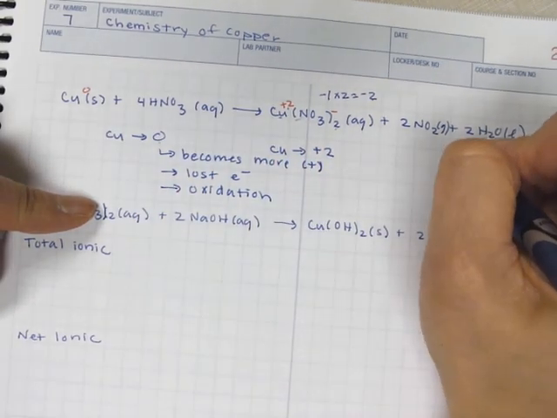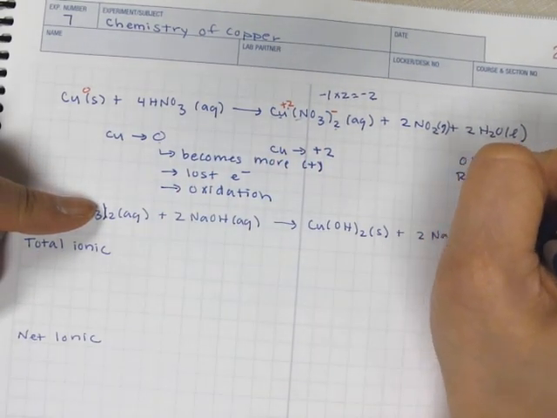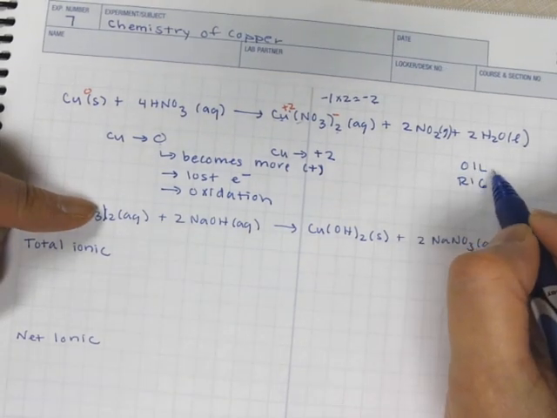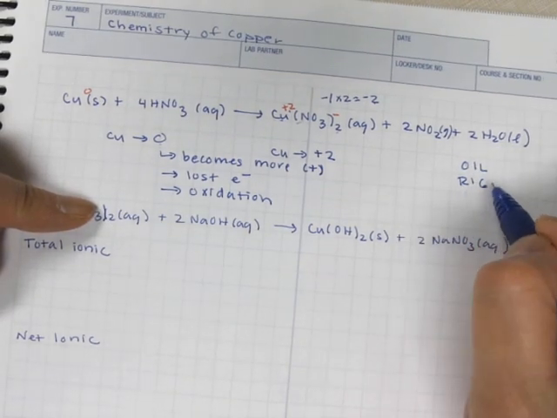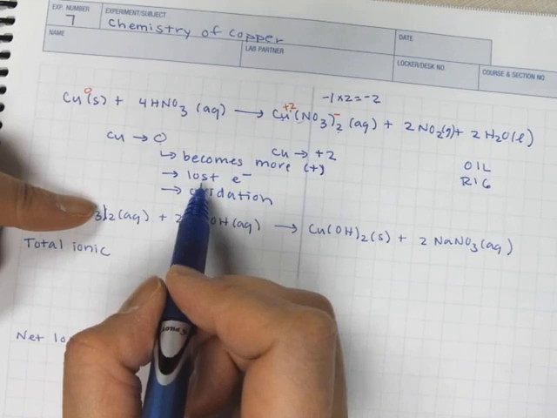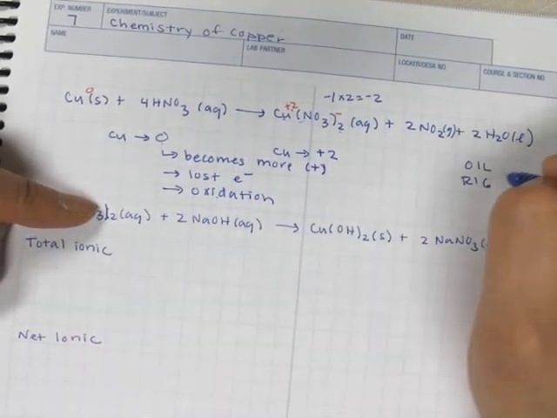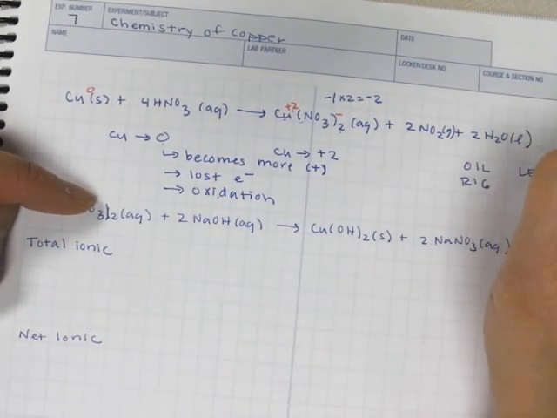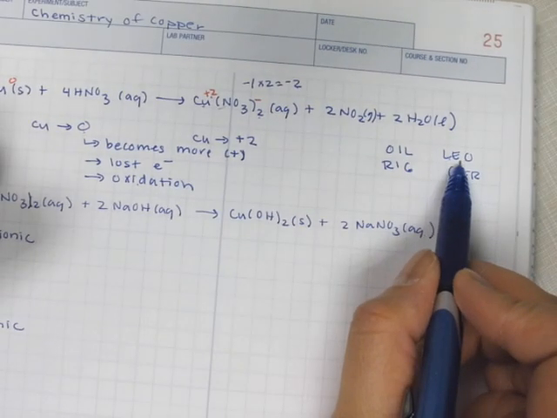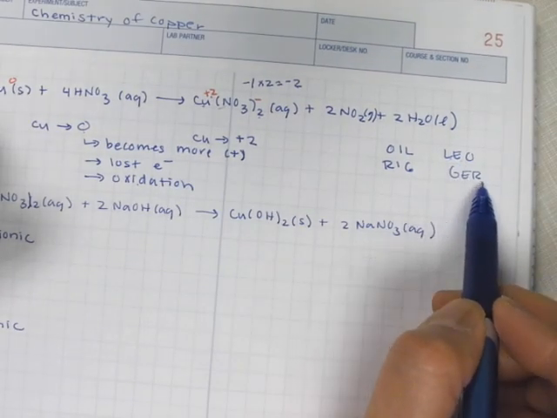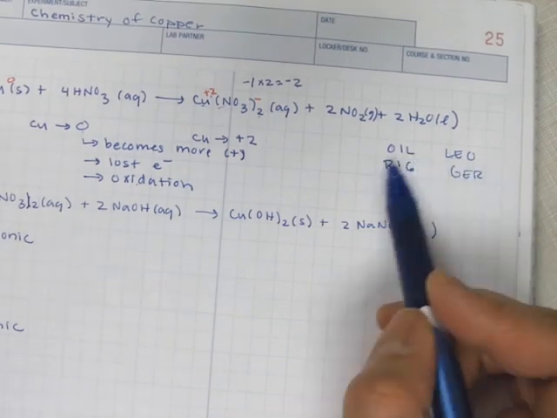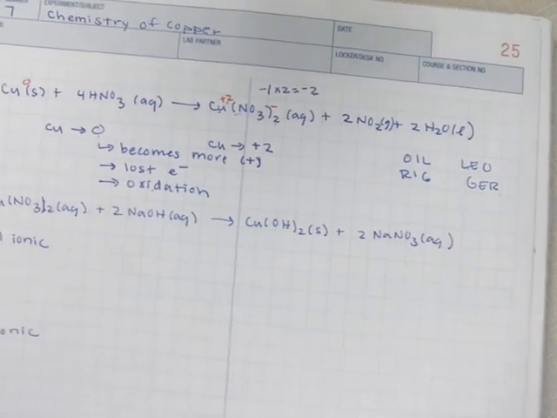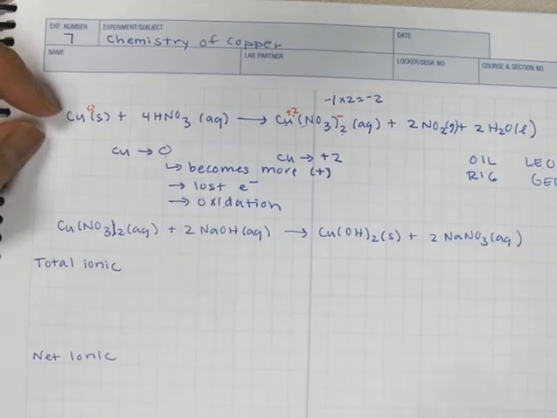So again, you have OIL RIG: oxidation is loss, reduction is gain. If you're losing electrons, as we are here, that's oxidizing. Or if you like, Leo the lion goes grr. Loss of electrons is oxidation, gain of electrons is reduction. You can use both of those things to help you out. Okay, so that's how you can figure out the oxidation numbers.